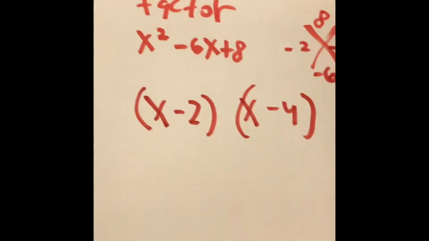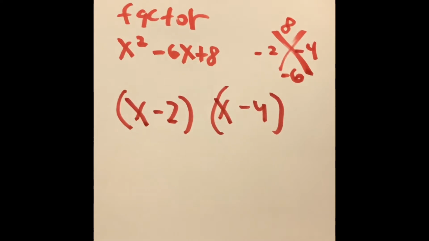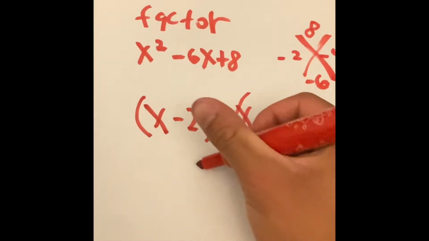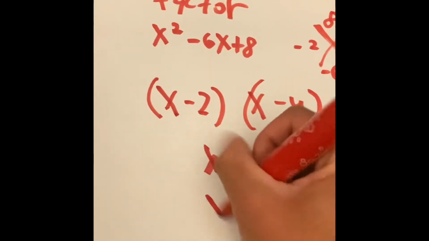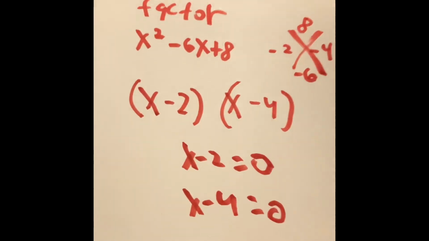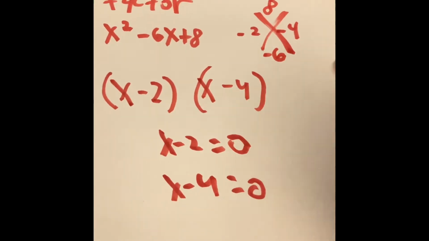To understand what x is, we are going to have to simplify them by using the zero product. So we have x minus 2 equals 0, and x minus 4 equals 0. The reason why it's called the zero product is because we literally use the number 0.